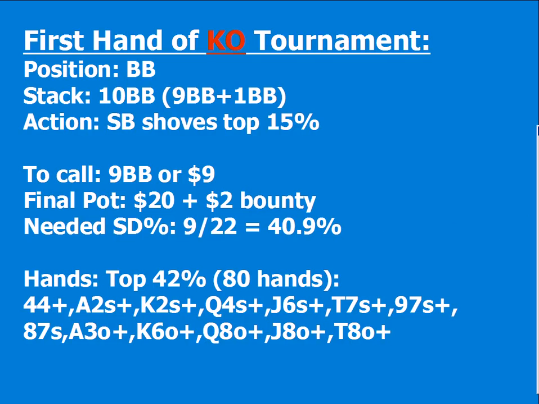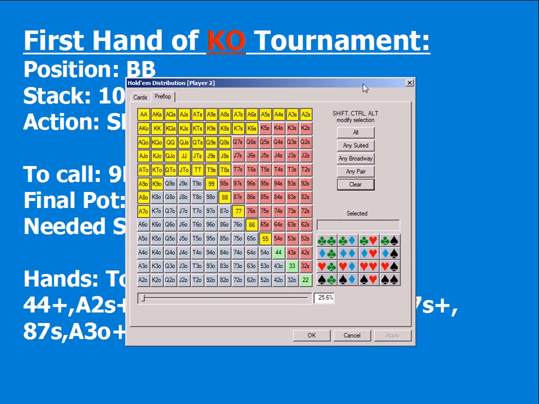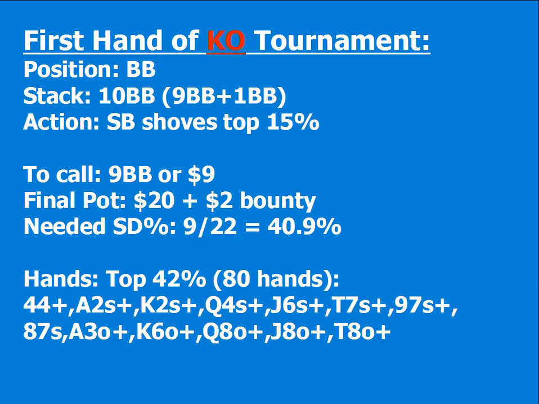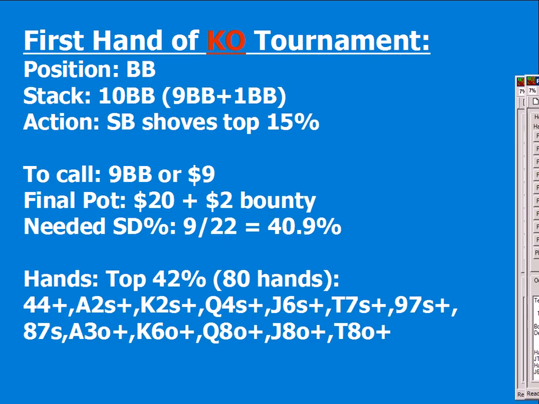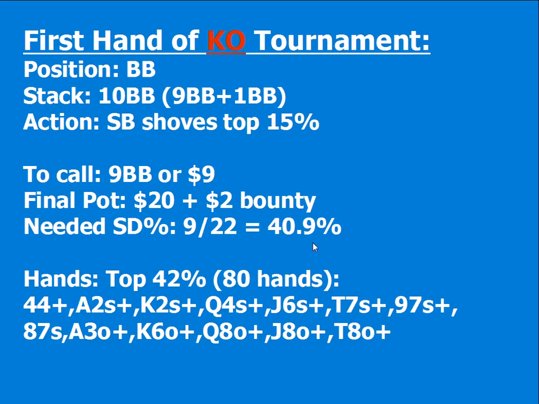And when you do that out in Poker Stove, that ends up being about the top 42% of hands that we can call with. 42.1 or so. If we run that, you can see we end up being just a shade under 40.9, close enough for our purposes. So we can call with the top 42% of hands, which is 80 hands, right? The 80 best hands, or 80 particular hands.